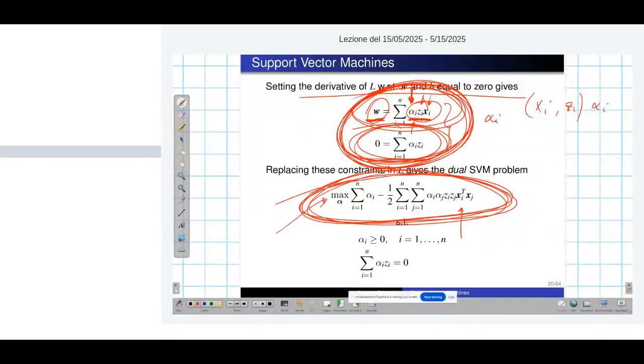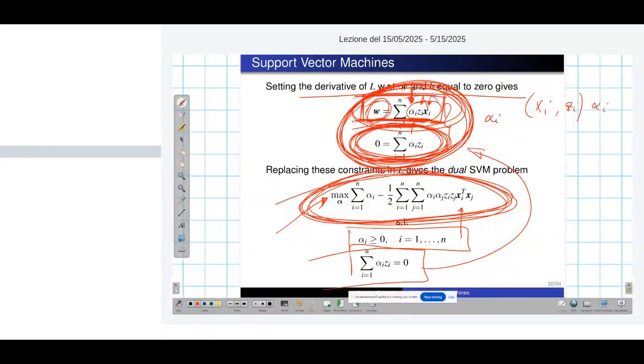We need to maximize the Lagrangian. We have that the maximization is still constrained. In this case, we have the constraint that all the alpha i's must be greater or equal than zero. That's because they are Lagrange multipliers. And we need to add an additional constraint, because we need to maximize the Lagrangian subject to the fact that the derivatives with respect to W and B are zero. The derivative with respect to W is zero. We already incorporated it directly by replacing W with the value of W expressed in terms of alpha. We still need to force that the derivative of the Lagrangian with respect to B is zero.